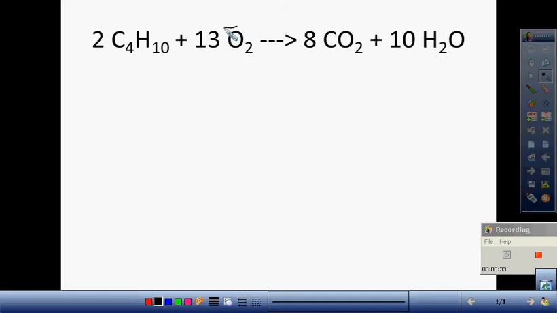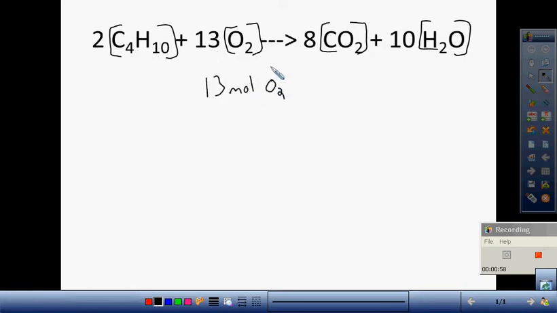So if you remember, one thing I'd suggest is bracket these guys. That shows you that's my compound, and the number in front tells you how many. So I have 2 of these, 13 of these, result in 8 of these, and 10 of these. And I can make that a fraction. I can say 13 moles of this, I just put the word mole in front of here, gives me 8 moles of this. For every 13 moles of oxygen, I have 8 moles of carbon dioxide.